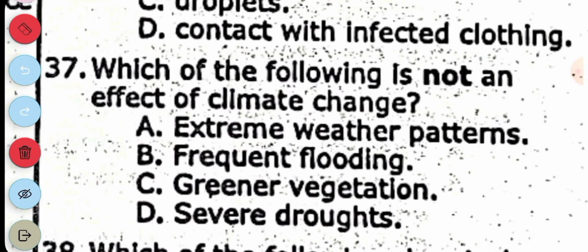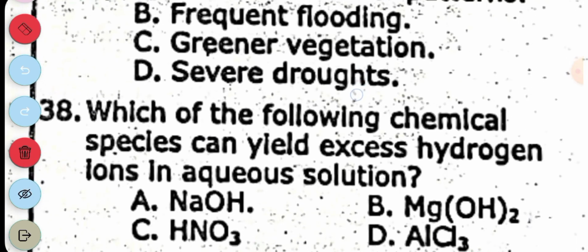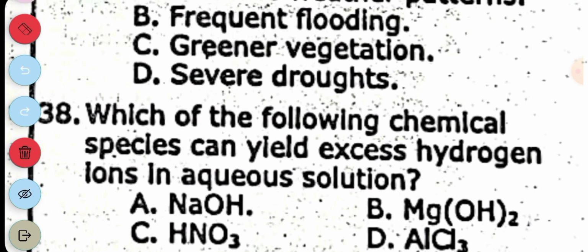A. Extreme weather patterns, B. Frequent flooding, C. Greener vegetation, D. Severe drought. The answer to question 37 is C. Greener vegetation. 38. Which of the following chemical species can yield excess hydrogen ions in aqueous solution? In other words, which of the following is an acid? And for this question, the answer is C.